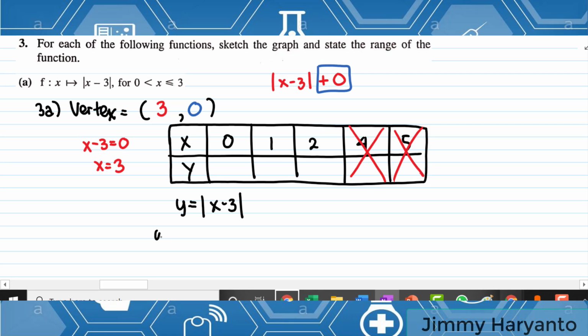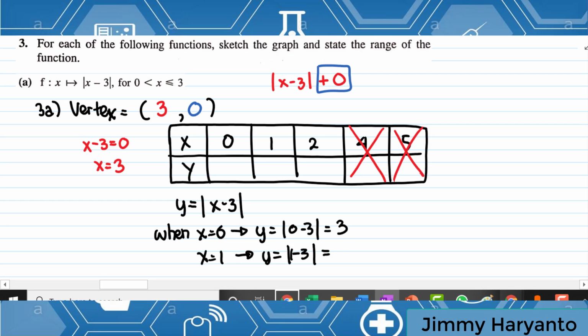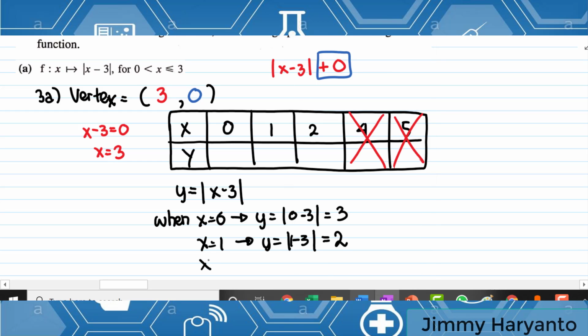When x equals 0, the value of y will be 0 minus 3, absolute value of negative 3 equals 3. When x equals 1, y will be 1 minus 3 equals negative 2, absolute value of negative 2 is 2. And then for 2, when x equals 2, y equals 2 minus 3, negative 1, absolute value 1. Okay, 1. So we can complete the table. It's 3, 2, and 1, and then we have to draw it.